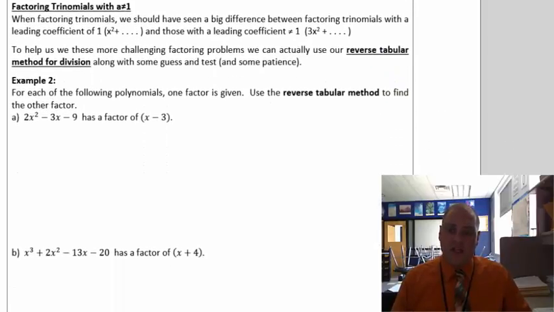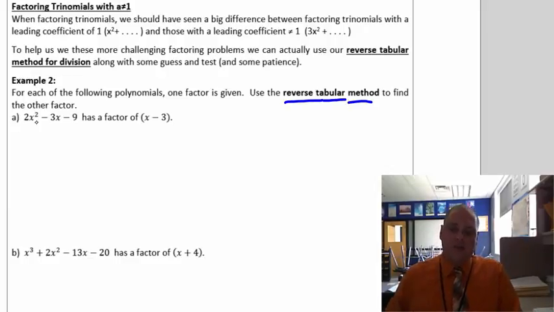So we're going to start actually here with factoring trinomials with a greater than or equal to 1. We've done this before. We're just going to use a different method. We're going to try to make a connection here between factoring and dividing. Okay? Remember the reverse tabular method for dividing? We're going to use that method to find another factor once we know one factor.